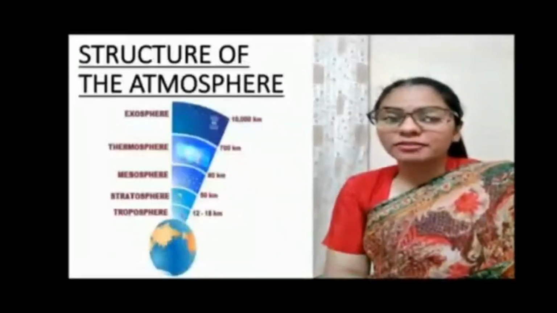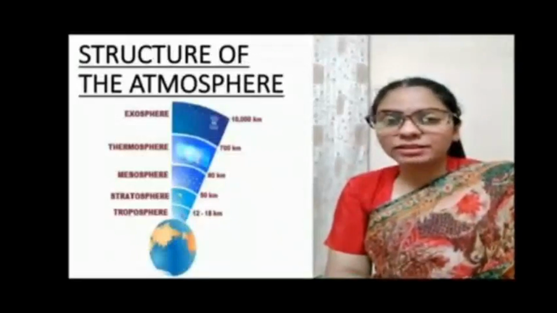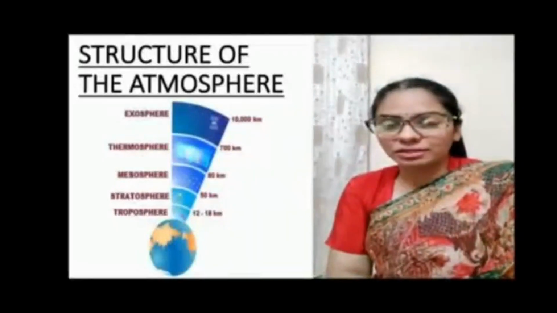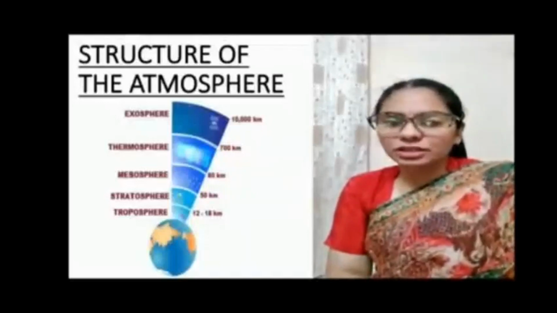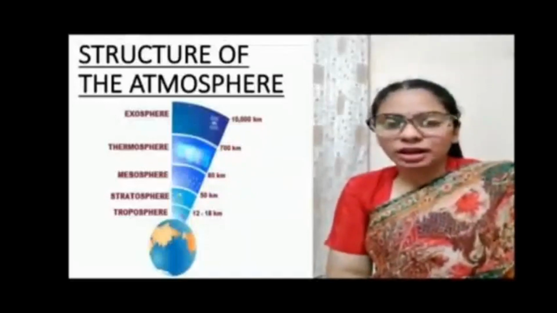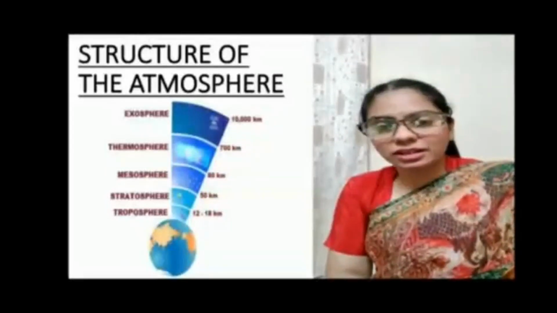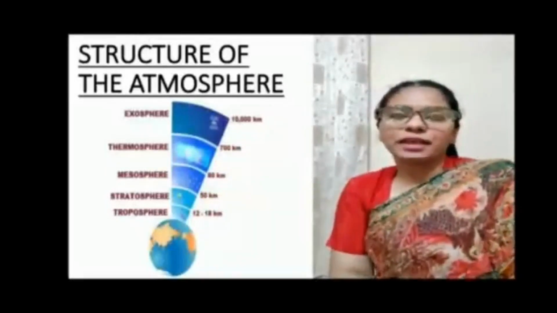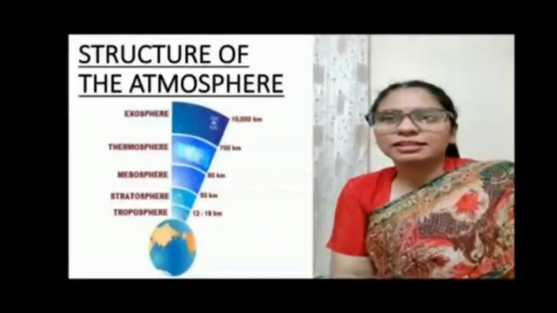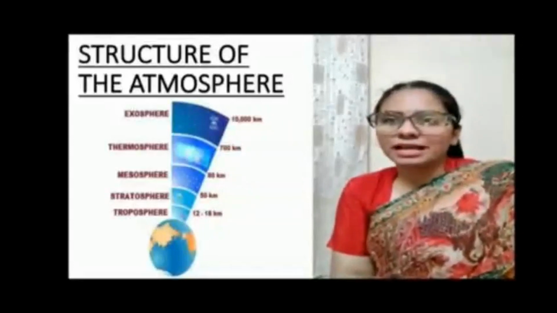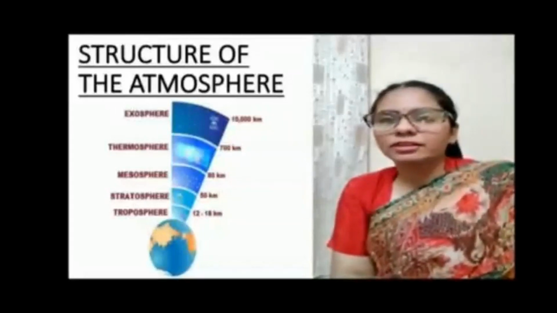Till now, students, we have studied about atmosphere and the composition of the atmosphere. Now, it is a time to look at the topic structure of the atmosphere. So now, we'll start the topic structure of the atmosphere. Our atmosphere is divided into 5 layers, starting from the Earth's surface. These are Troposphere, Stratosphere, Mesosphere, Thermosphere, and the last one is Exosphere.